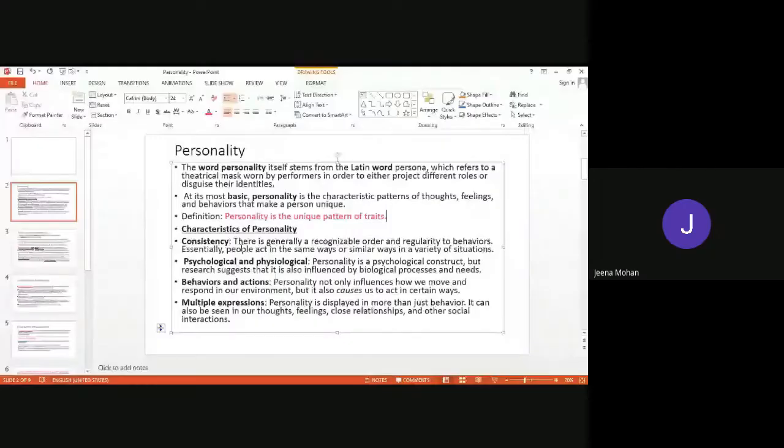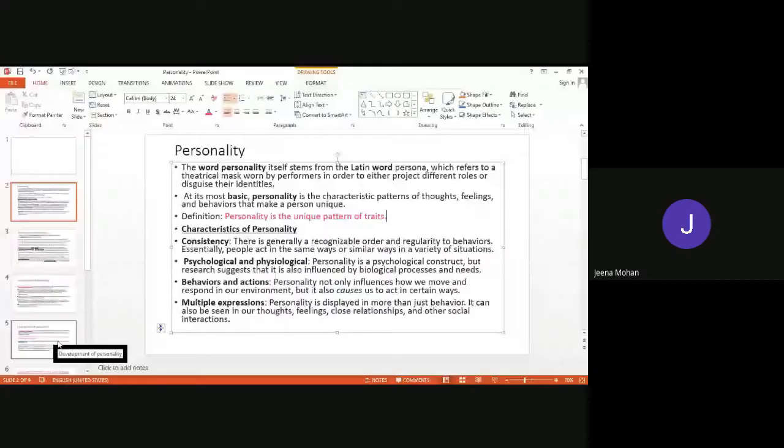So that means they exhibit some regularity in their behaviors. So they are consistent, meaning they always behave in the same way. So that is about consistency. Then next is the psychological and physiological. What are the psychological factors in the personality?